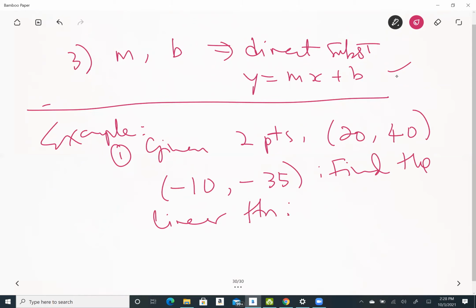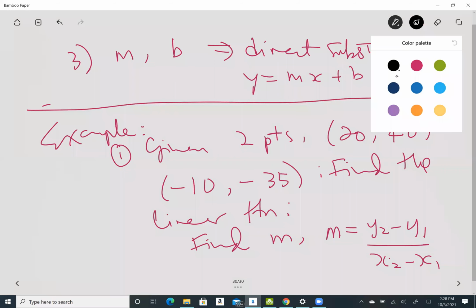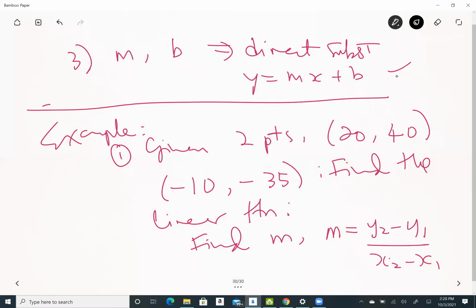All right, so what do we do first? Number one, you find the slope. Okay, and you know the slope is equal to what? It's equal to y2 minus y1 divided by x2 minus x1. So therefore, you let these 2 points be x1, y1 and x2, y2. So you let the first point be x1, y1, and then you let the second point be x2, y2.